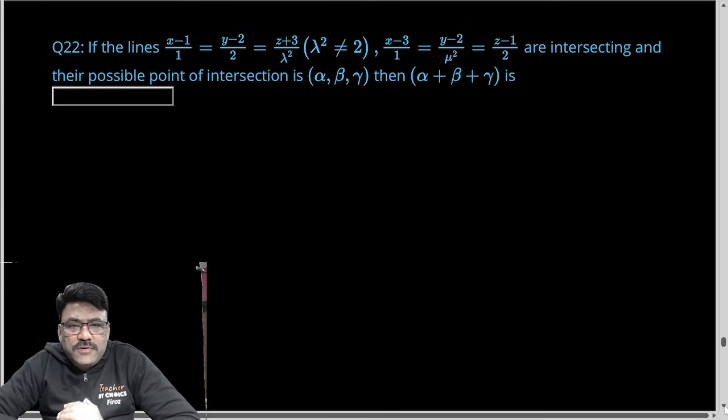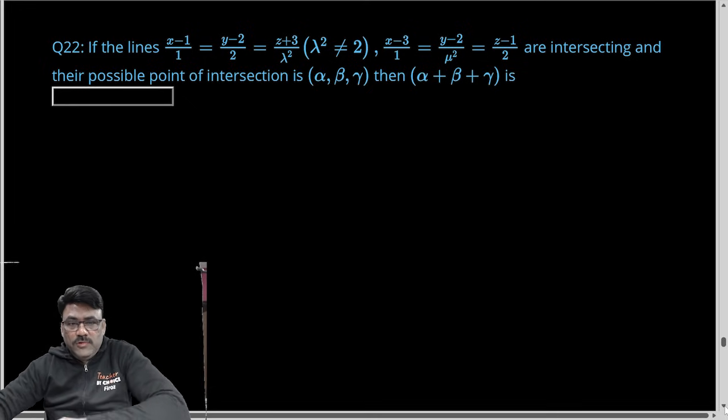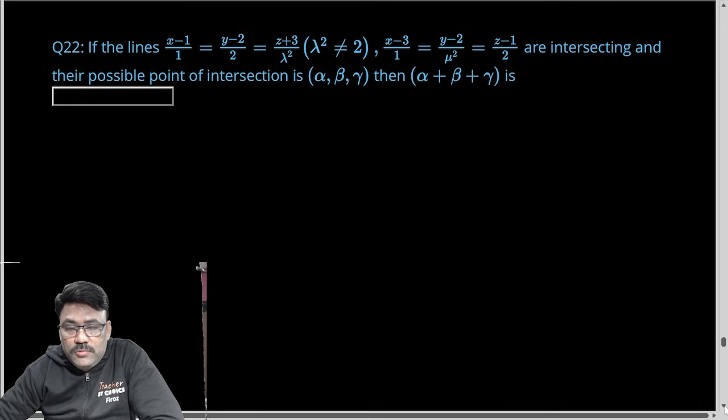Okay, let's see this question. This is from 3-dimension geometry. They are saying that these two are intersecting lines, and the point of intersection is alpha, beta, gamma. So what will be alpha plus beta plus gamma here? One more piece of information is given: lambda square is not 2.